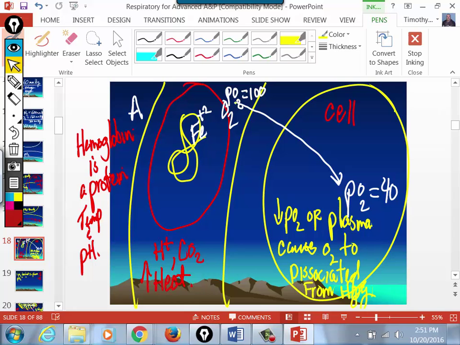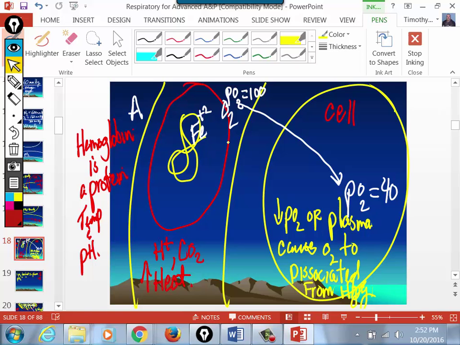That means there's going to be a greater pressure difference between the arterial blood and the cell. So by pressure, more oxygen will go into the cell, lowering the PO2 of the plasma. And the lower the PO2 of the plasma is, oxygen will fall off the iron easier. So this is how oxygen gets delivered to the cells, and the correct amount of oxygen gets delivered to the cells based on its metabolic rate. Does that make sense?